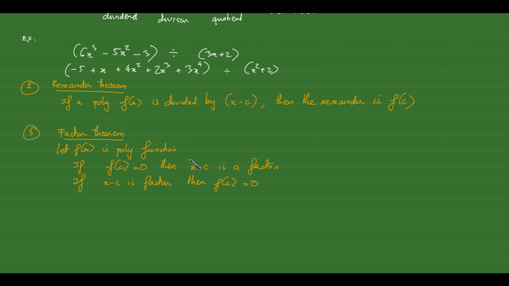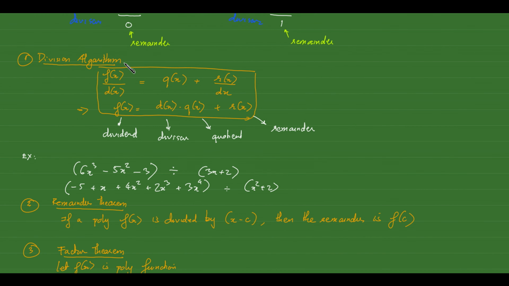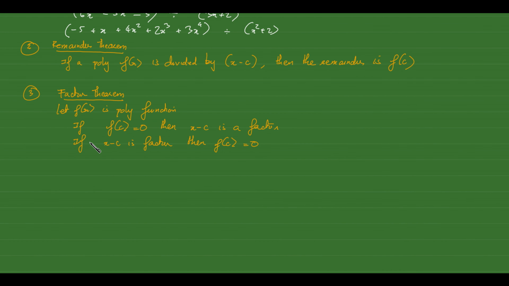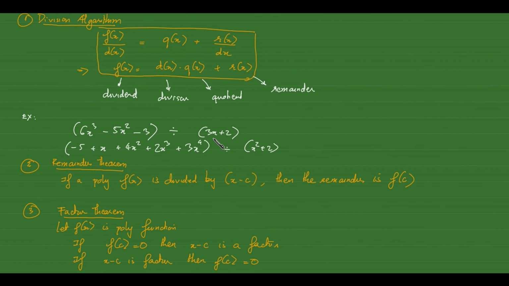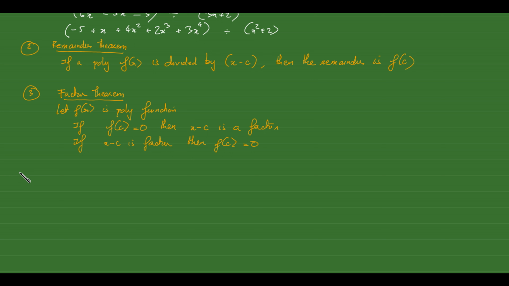But in the first example, I'm going to use the division algorithm to get the quotient first and to see if the divisor is a factor, or if the quotient is a factor. Okay, example number 1.